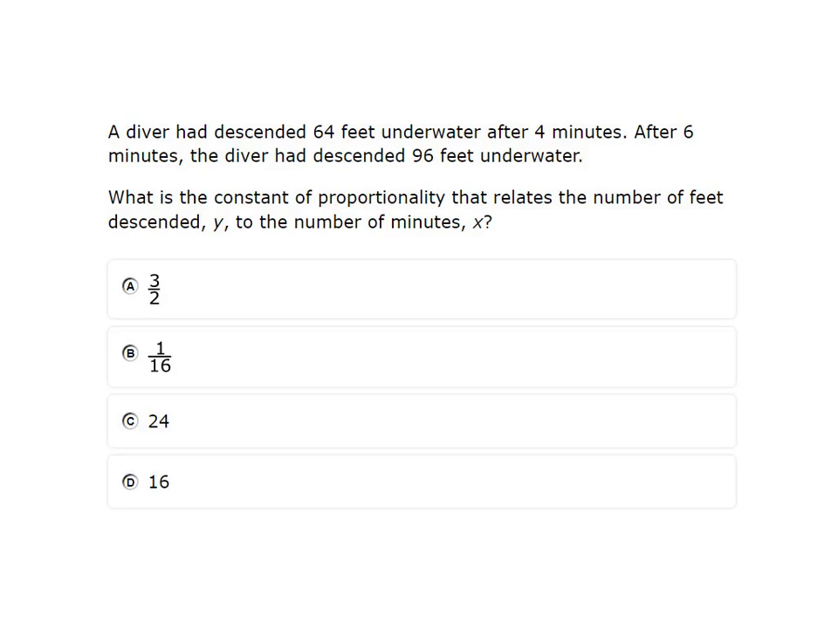A diver had descended 64 feet underwater after 4 minutes. After 6 minutes, the diver had descended 96 feet underwater. What is the constant of proportionality that relates the number of feet descended, y, to the number of minutes, x?